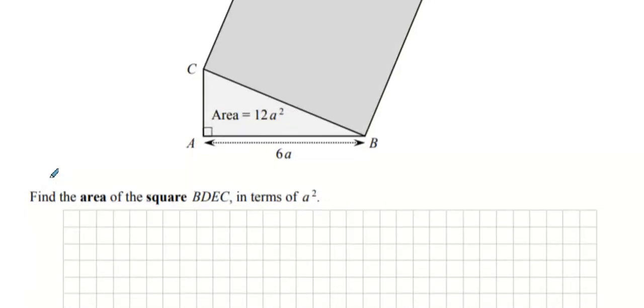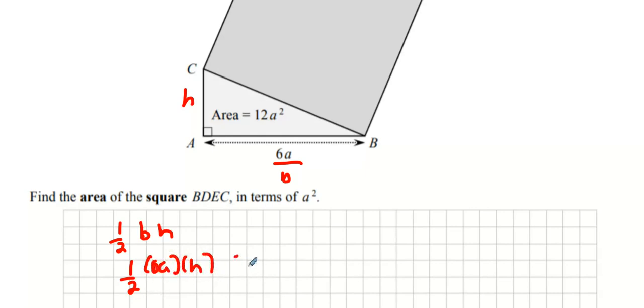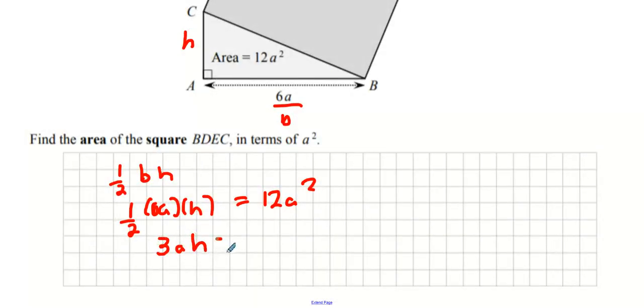Okay, so the area of the triangle, it's a right angle triangle, is a half base times height. The base is 6a, the height is AC. So what we can do here is a half times 6a times h is 12a squared. 3ah is 12a squared, which is 12aa. Cancel a on both sides. Divide by 3. h equals 12a divided by 3. h equals 4a. Now we know what that is.